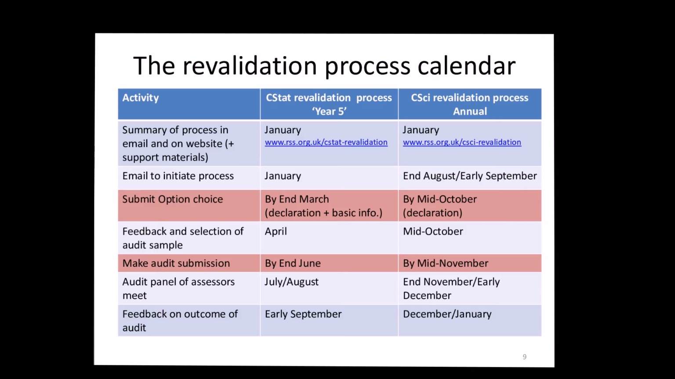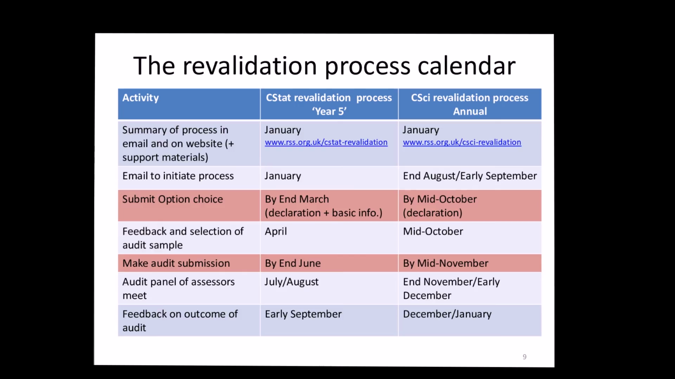So in January, you will have received an email outlining the precise program of revalidation activities and a link to information on the RSS website. By email, you will all be alerted to the need to make an initial submission, which will involve making a choice of one of 3 options and providing some basic information. For most, this will be all you need to submit. Then feedback on this submission will be provided, including an indication of whether you've been selected for audit.